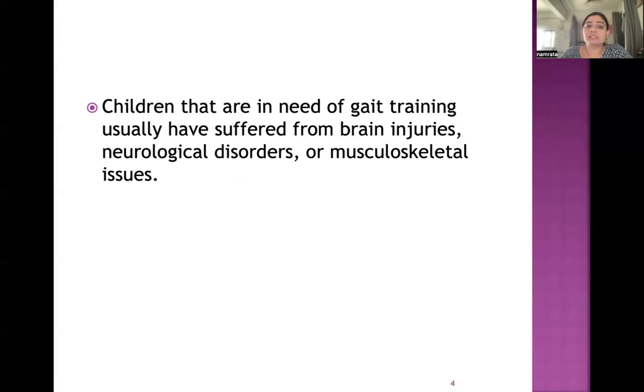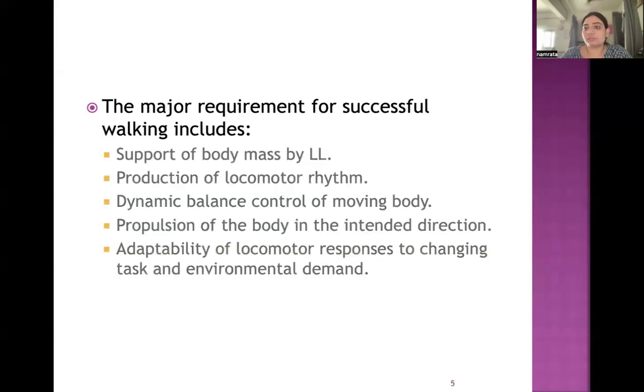Children that are in need of gait training usually have suffered from brain injuries. Otherwise, children will naturally start walking after a certain age. But if they are not walking and are having problems walking, they might be suffering from some brain injury or neurological disorder, or there are chances of musculoskeletal issues as well.